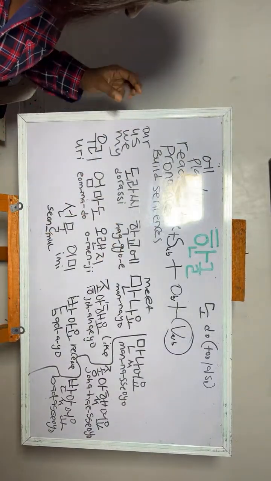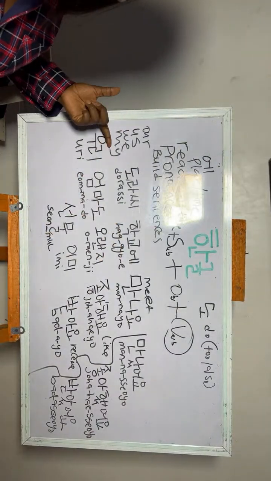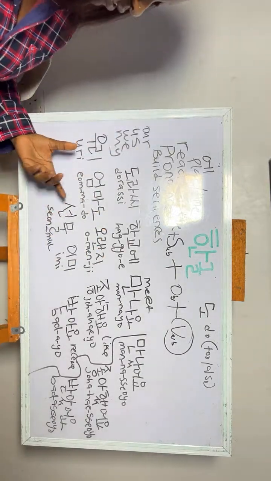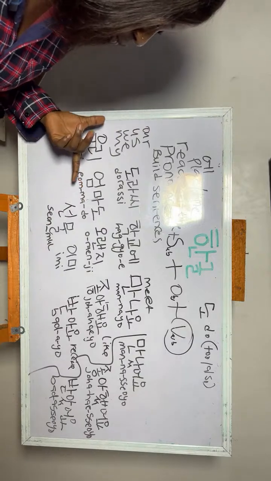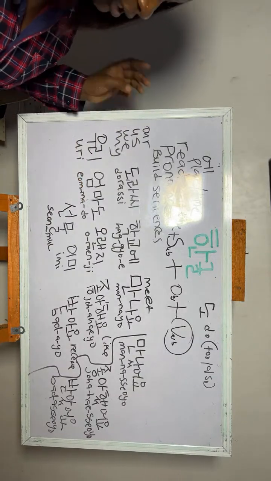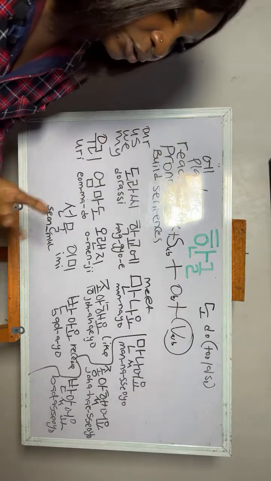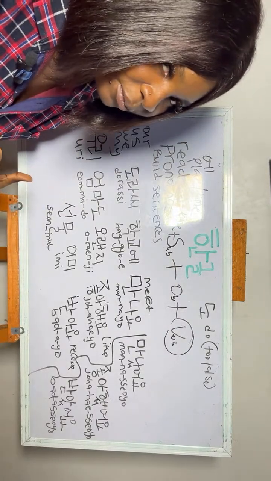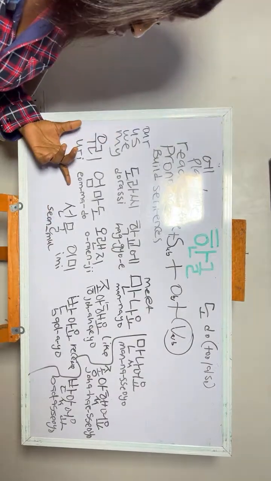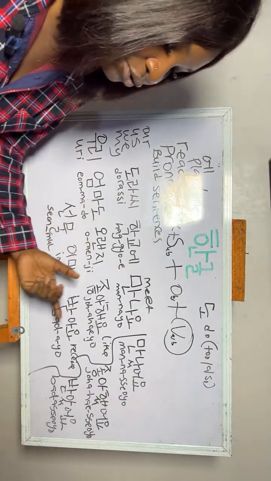But 우리 can also mean my, singular, like my mom, not our mom. Obviously, my mom can be 우리 엄마. So the 우리 here does not mean us or our or we. It's just my. So if I say 우리 엄마, it's my mom. If I say 우리 아빠, it's my dad. So 우리 엄마도 오렌지 좋아해요.